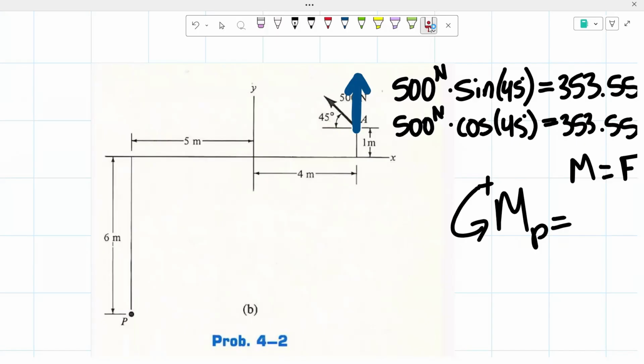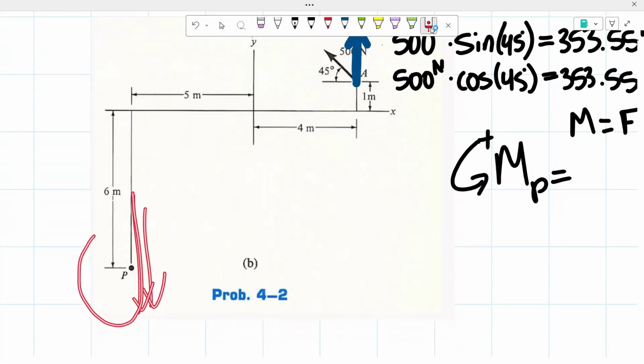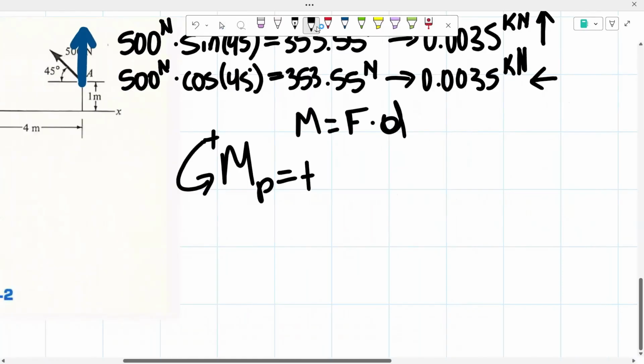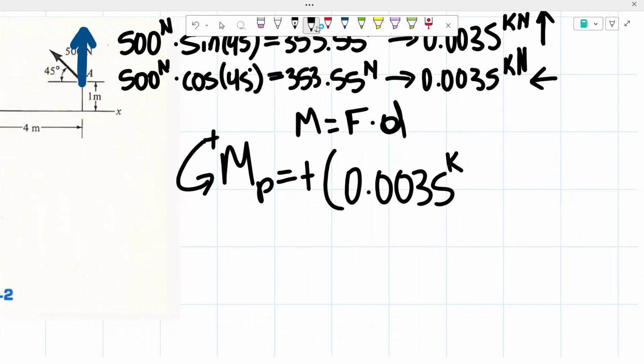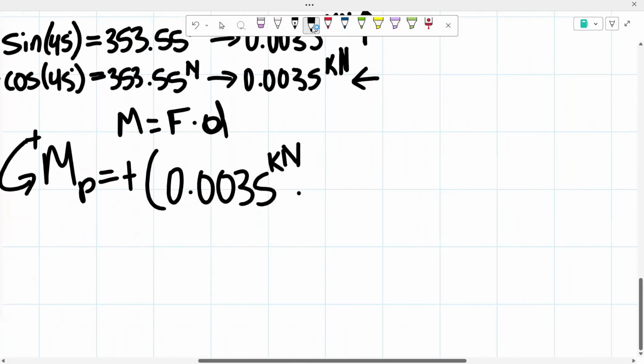So if we were to, about point P, apply an upwards force, we know that that's going to be creating a counterclockwise moment, which is why it's going to be positive. Now, if that force was going downwards, it would be creating a clockwise moment, but it's not. This is an upwards force, so it's going to be positive. So positive, right? Our force, we said, is equal to 0.0035 kilonewtons times our distance. Remember, we said that it was 4 meters plus the 5 meters, which is a total of 9 meters.